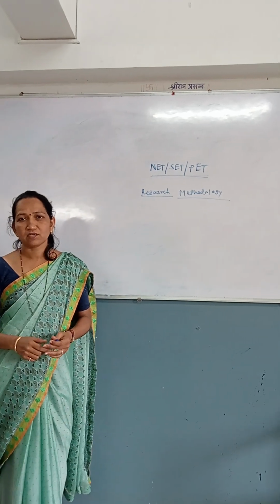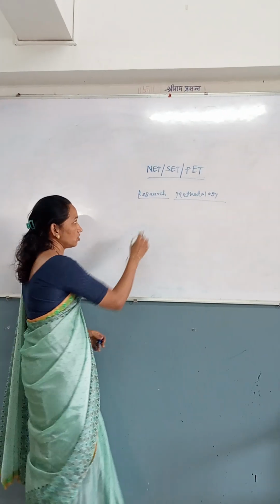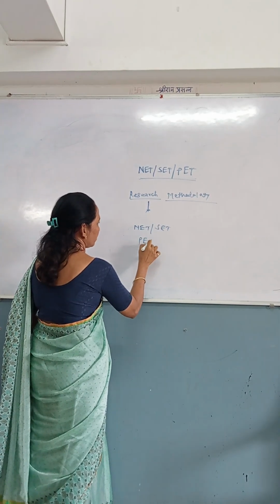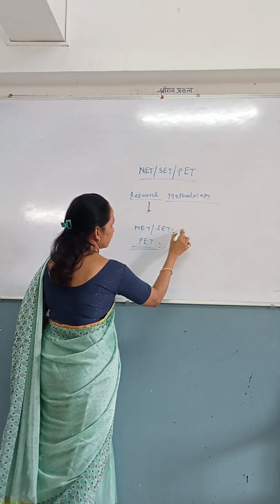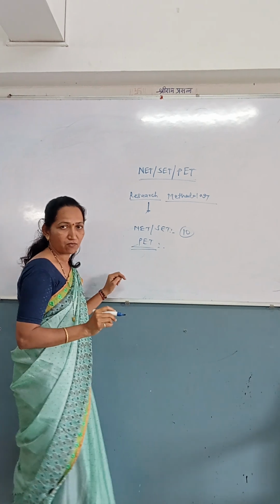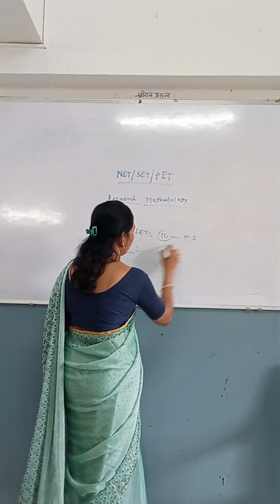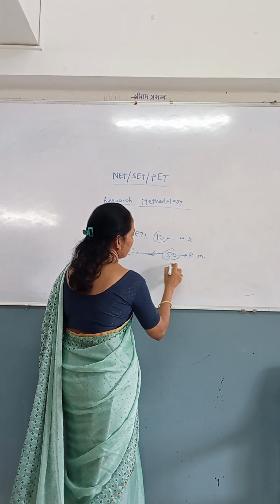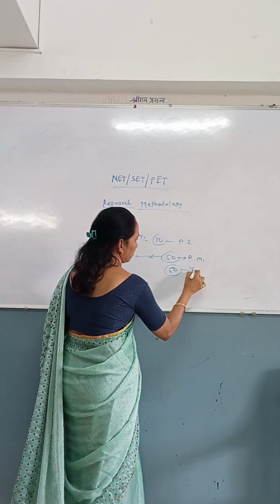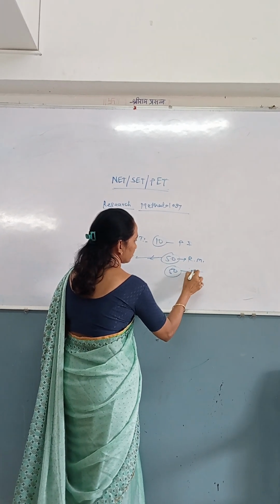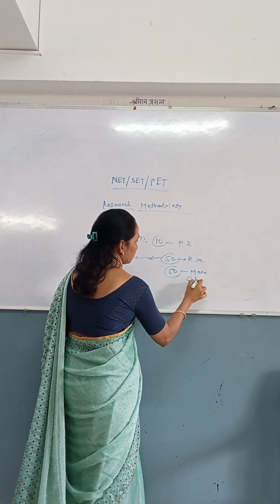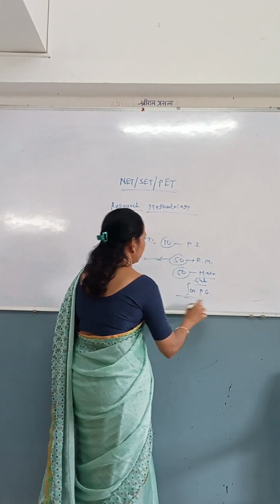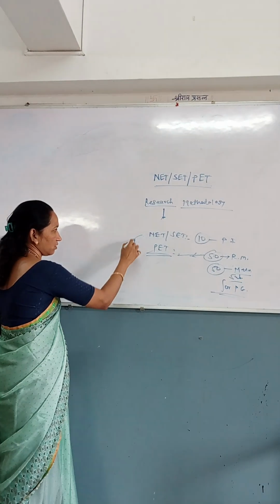This is the orientation lecture on research methodology, and these topics are for the NET SET exam, and for PET students also, the PhD entrance exam. For NET SET, this topic carries 10 marks in Paper 1, and for the PET exam, 50 marks for this topic, research methodology, and 50 marks for your main subject, for PG. So which topics are included in both exams?